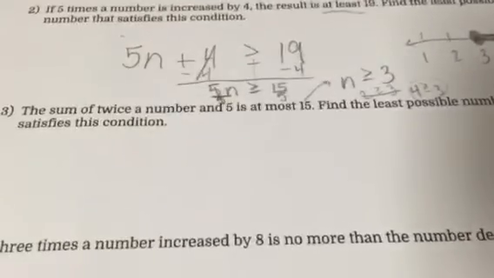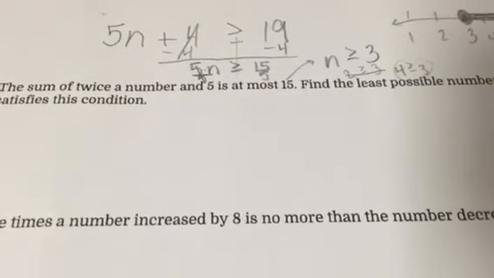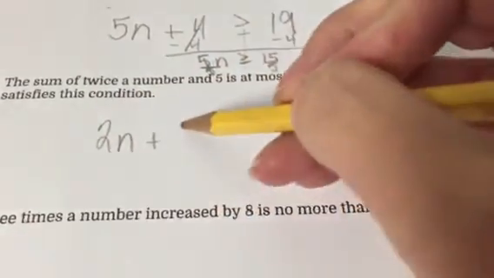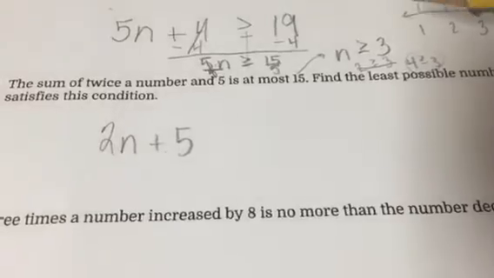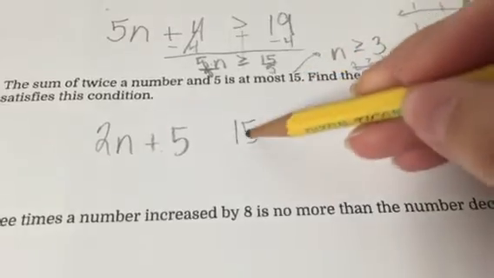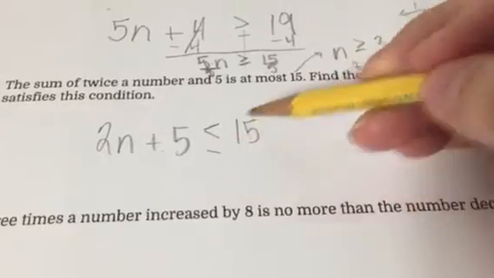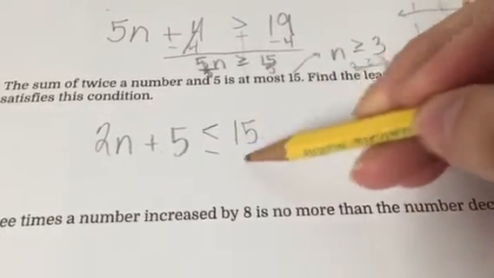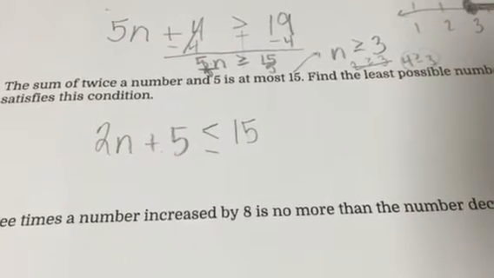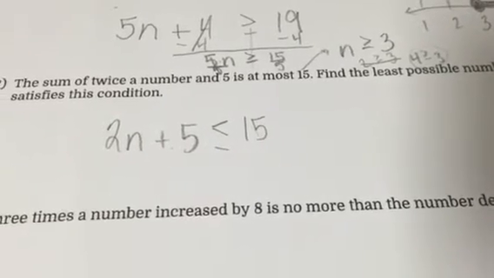Okay. Let's go to number 3 and set that one up. It says the sum of twice a number and 5. So we're doing twice a number and 5. That's the sum of those two. Is at most 15. So the most it can be is 15. So we've got to go less than or equal to, because 15 is the higher number. So now we've got to find the least possible number that satisfies this condition.